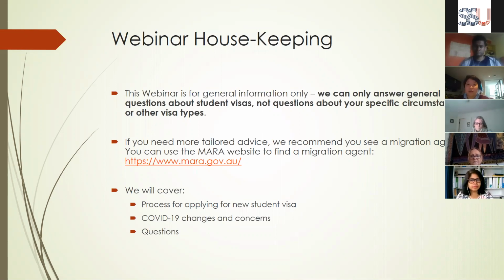If you do need specific advice, we recommend you go to the MARA website. That's the professional body for migration agents, and speak to a registered migration agent to give you migration advice about your visa. I highly recommend you speak to a migration agent and not friends or family. First of all, it's illegal for people who are not migration agents to give migration advice. And secondly, because the landscape is changing so quickly, even if your friends and family mean well, they may not have the most up-to-date information, whereas a migration agent should. So just be a bit careful about that.